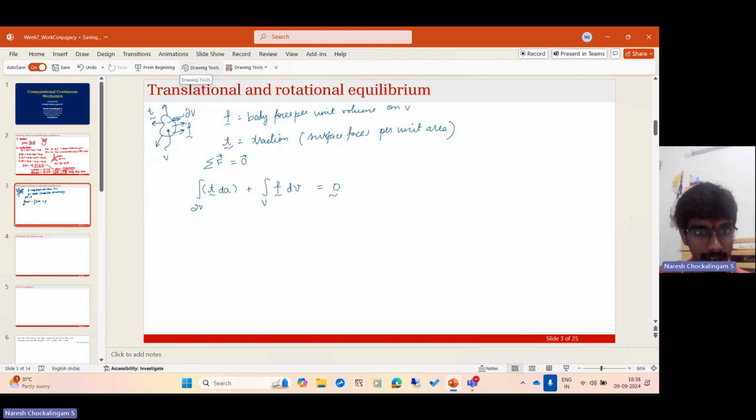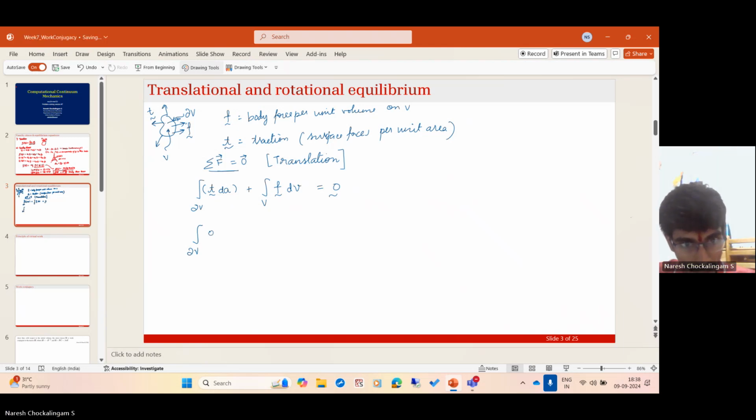Now use the Cauchy's relationship. So this is translational equilibrium. This is not the equilibrium of moments. As you see, this is just translational equilibrium, which is only the equilibrium of forces, not the moments. So we have established one of the equilibrium conditions, actually three scalar conditions. So this one vector equation is equal to three scalar equations, sigma fx 0, sigma fy 0, and sigma fz 0. So this in turn results in integral of sigma n from the Cauchy's relation dA plus f dV is equal to 0.